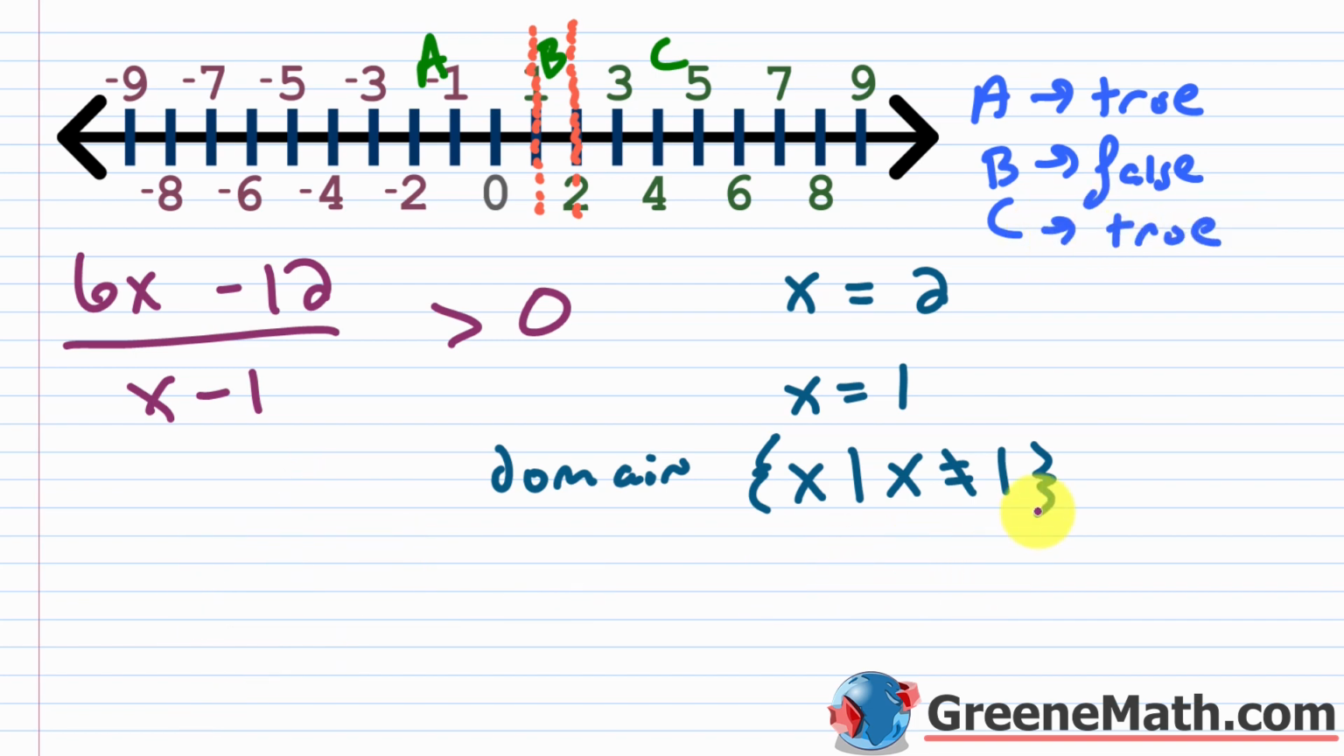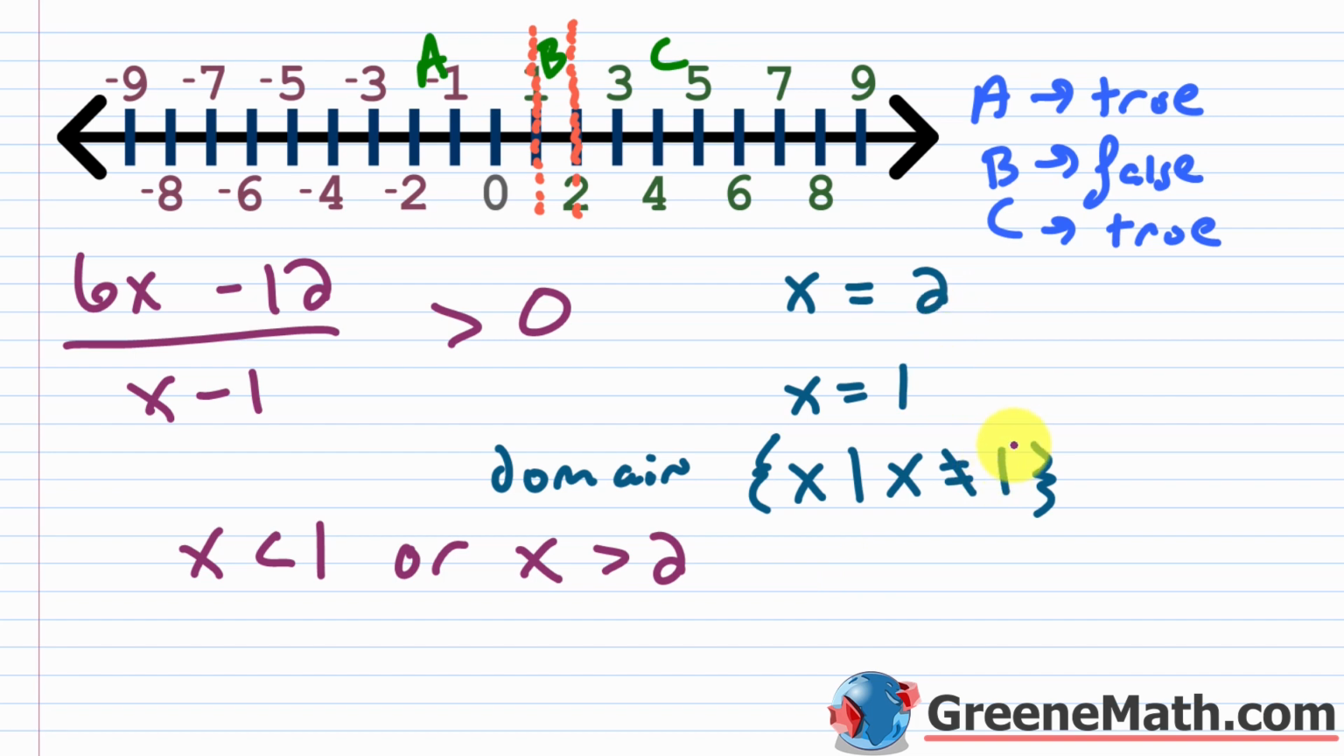So to put our solution together, we know that things in region A work. So anything that's less than 1, so x is less than 1, or we know that things in C are going to work, so anything greater than 2. But let's consider the fact that 2 and 1 are both going to be excluded.